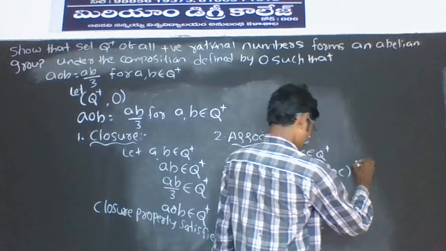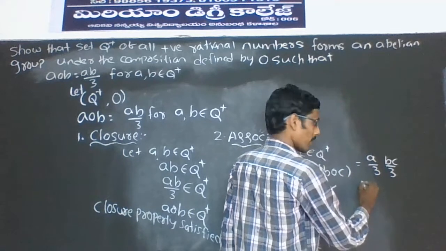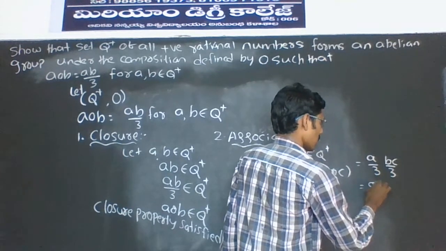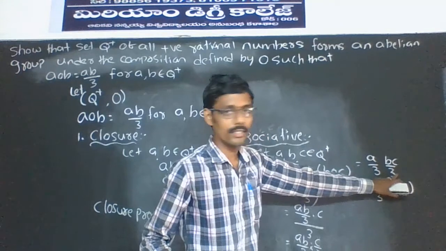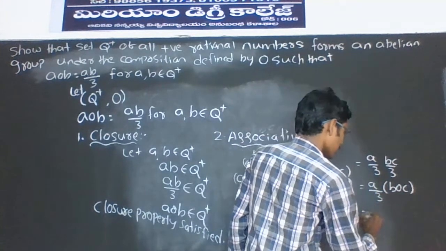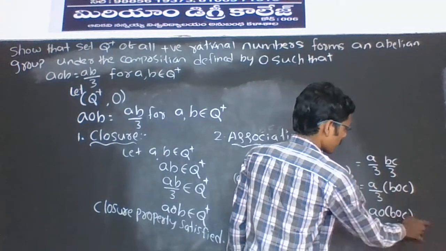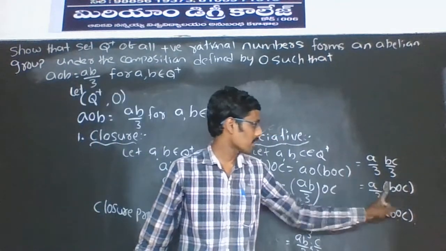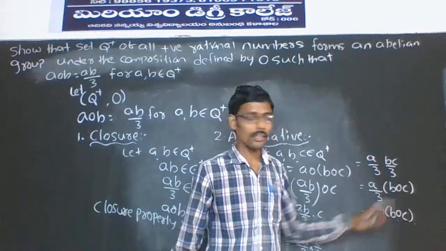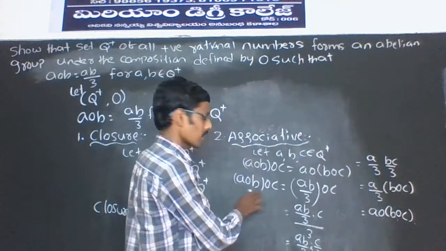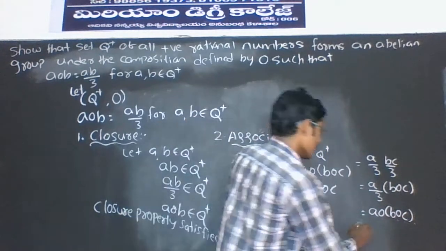It is also written as A by 3 into BC by 3, that is A by 3 into B circle C, since BC by 3 is written as B circle C. So it is denoted by A circle (B circle C). Therefore (A circle B) circle C is equal to A circle (B circle C). This is associative property satisfied.